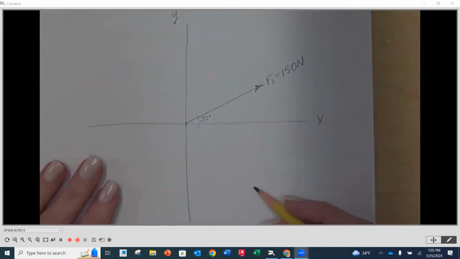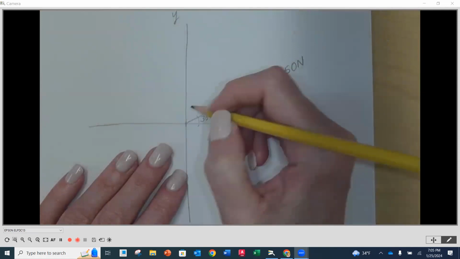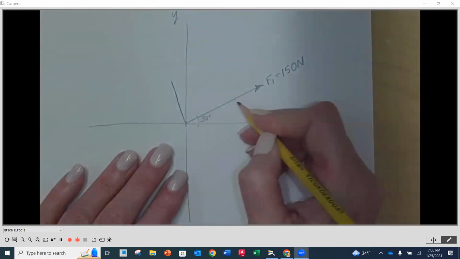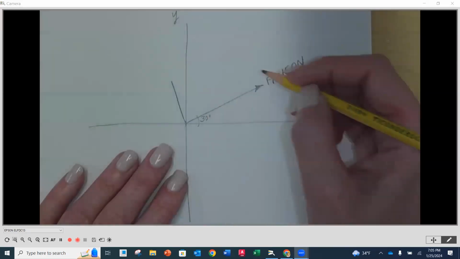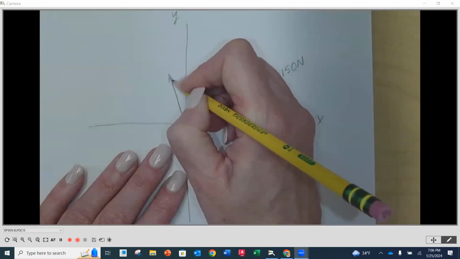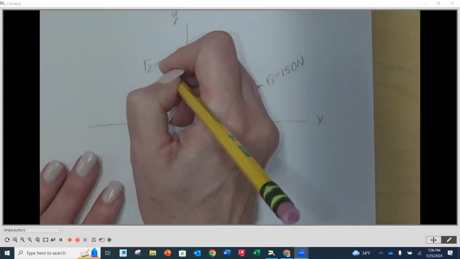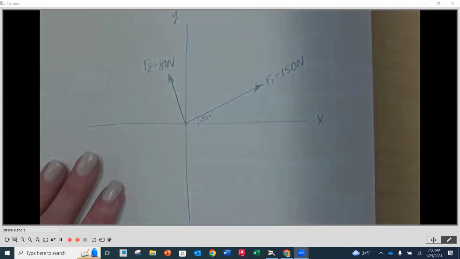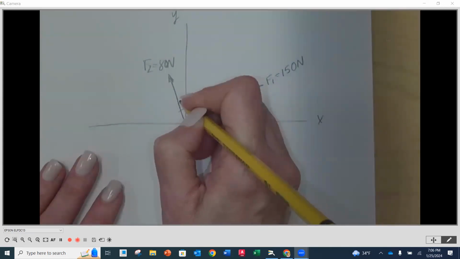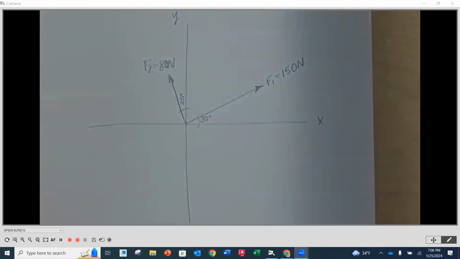My next one is going to be F2. F2 is going up and to the left. It's 80 newtons. So I'm going to go something like this. I want to be proportional. The 150 was nice and long, so I'm going to go 80, maybe like this, a little bit more than half. So this is F2 is equal to 80 newtons. And this angle is, I'm going to scooch it in here, I don't like being small about this, 20 degrees.